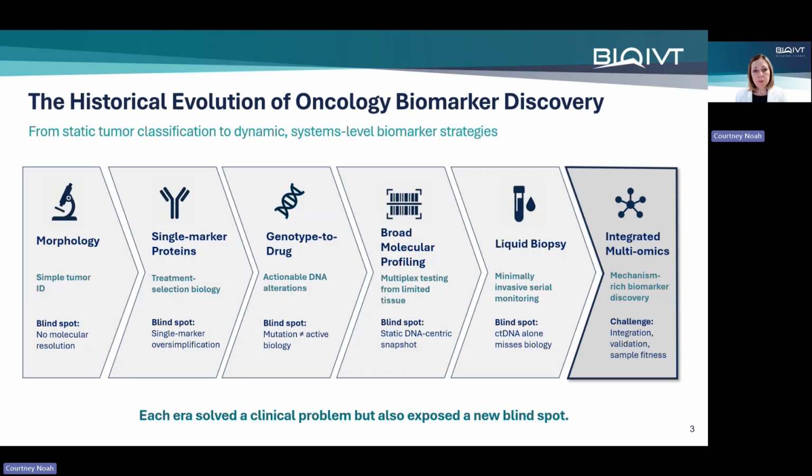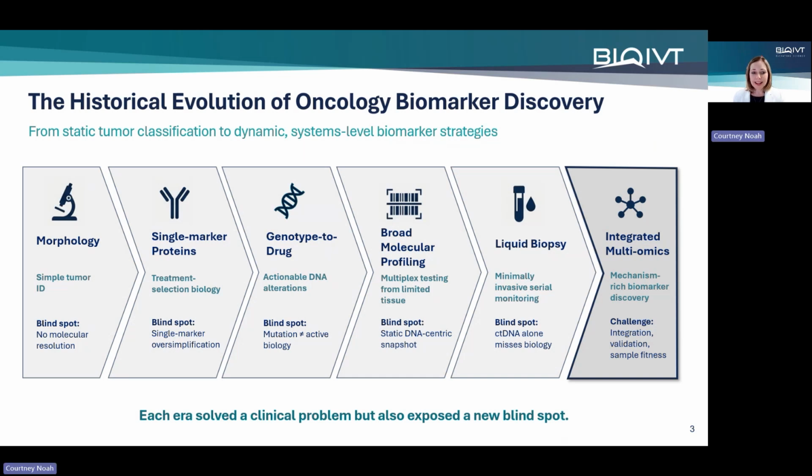We start to move towards more single marker assays, particularly developed through immunohistochemical techniques, and they allowed us to better inform treatment selection. But as I mentioned, they're single-analyte in nature, and cancer biology is rarely driven by one single variable. From there, we moved into genotype-directed therapies. We were able to look at mutations such as EGFR, ALK fusions, and could start to really match that molecular alteration to an appropriate therapeutic intervention.